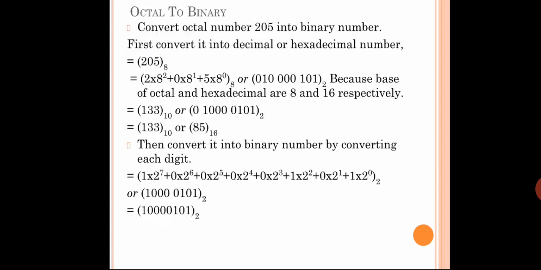The next thing is octal to binary. So far what have we seen? We have seen decimal to octal, binary to octal. Now we are coming back, octal to binary. How to convert octal to binary? They have gone for the example of 205. Now 205 is in octal. The question is to convert that 205 to binary.